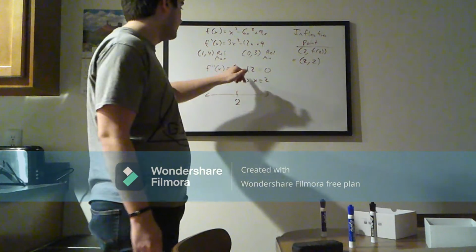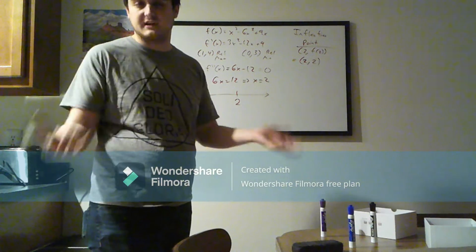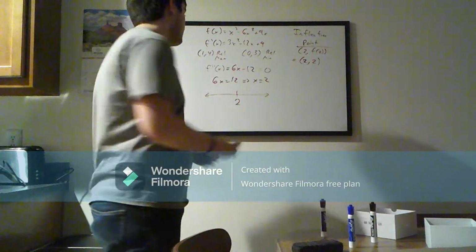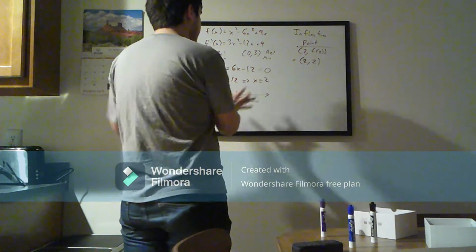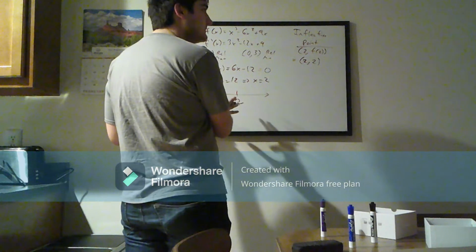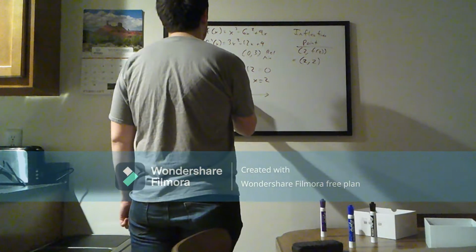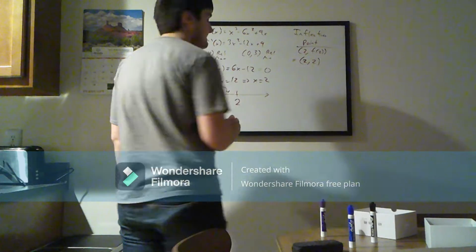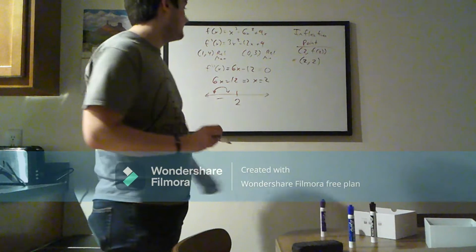If I plug 0 into 6x minus 12, I get 6 times 0 minus 12, which is negative 12. So that means that my graph is negative. So we get negative values on that side, which means not that I'm decreasing, but that I'm concave down at that point. Good. What about after 2?